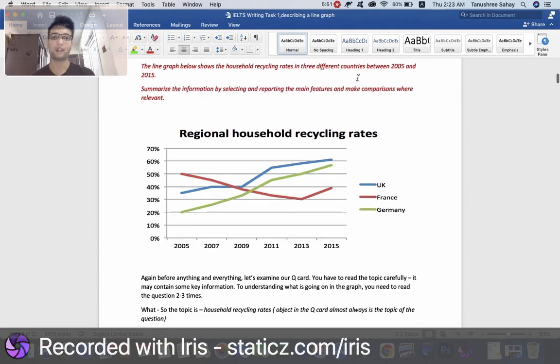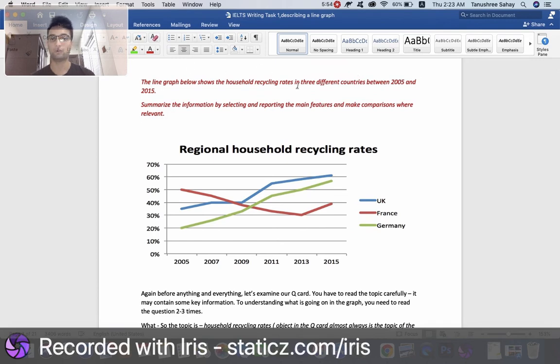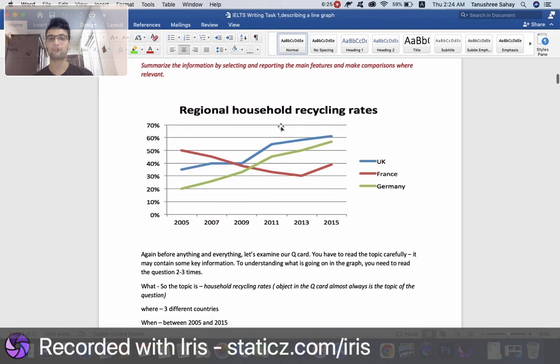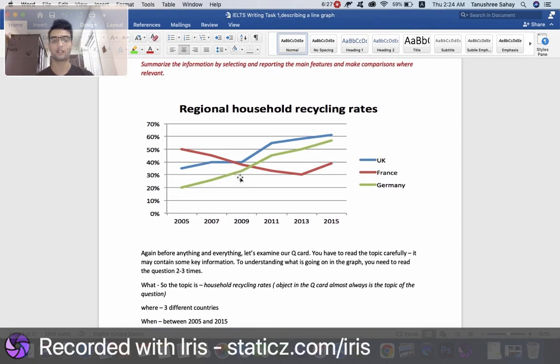So after I read my question very carefully 2 times, maybe 3 times, in order to understand it better, I use the SVOA method, and I find out what is the subject, what is the verb, what is the object, and what are the adverbials. Why do I do that? Because it helps me to find out what the key point in the question is, and mostly the key points are objects in the question, just like in this one, and it kind of eases our understanding of the question. So this is about the regional household recycling rates.